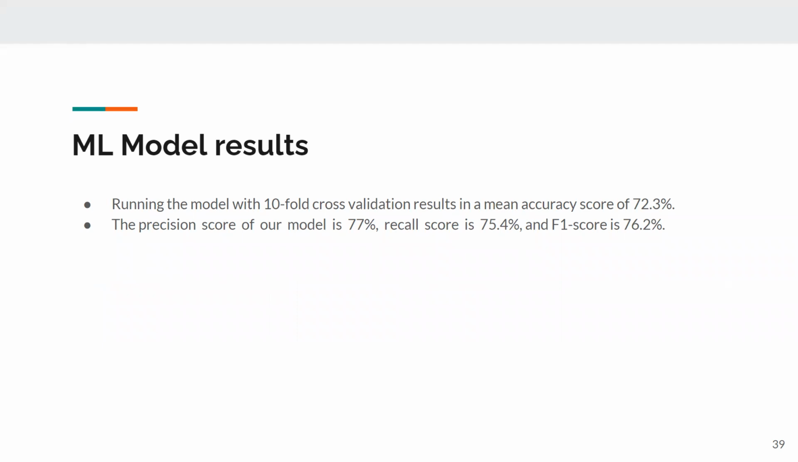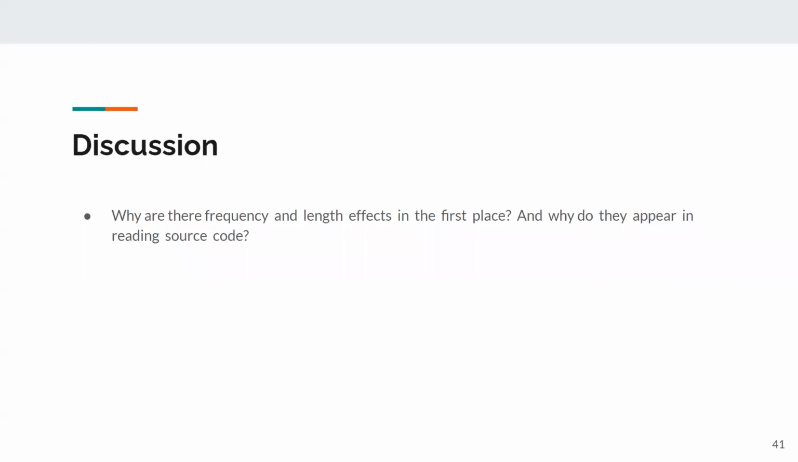Our first point of discussion is, why are there frequency and length effects in reading source code? A possible answer is that the length effect is a result of visual processing, where a longer word requires more time for encoding a more complex visual stimulus. As for the frequency effect, which influences lexical access, where stimuli that are more frequent are retrieved faster, this is possibly a result of the brain forming more synapses between neurons that are frequently activated together.